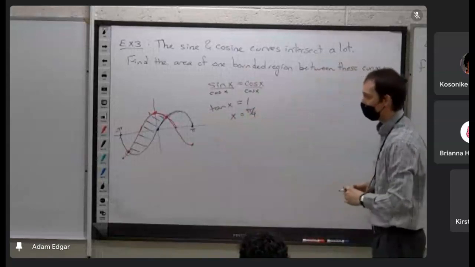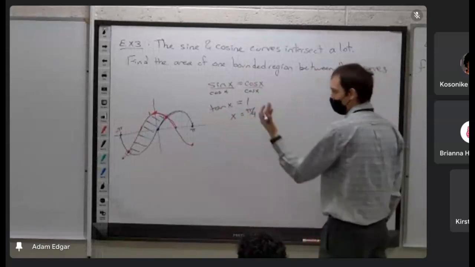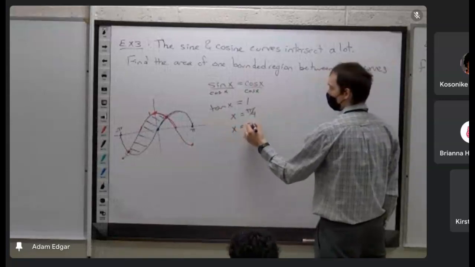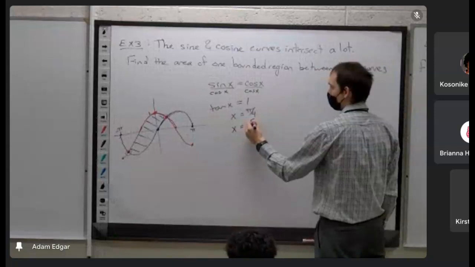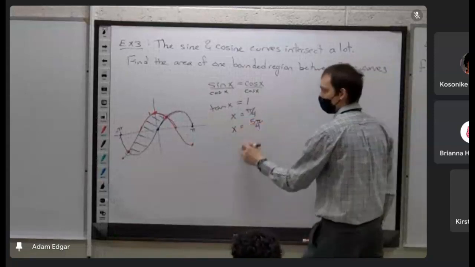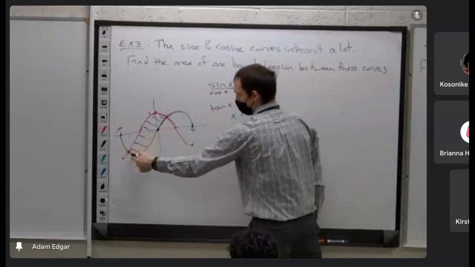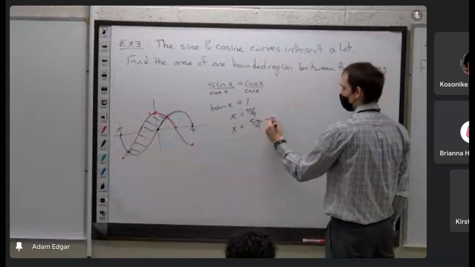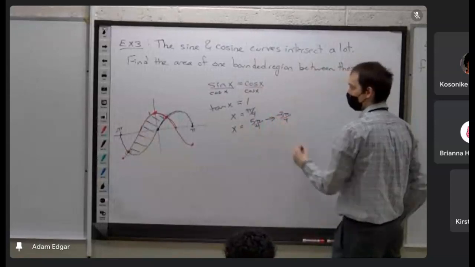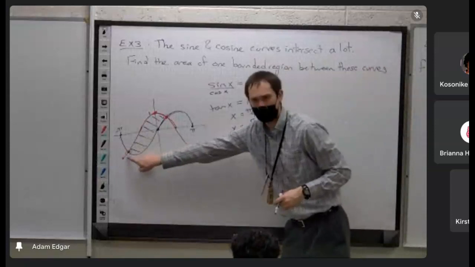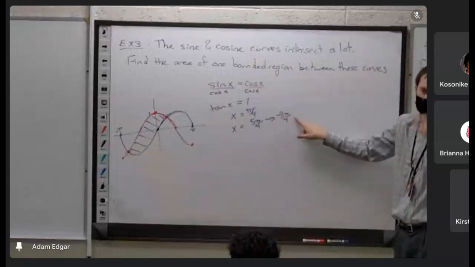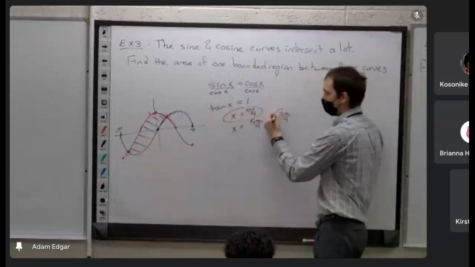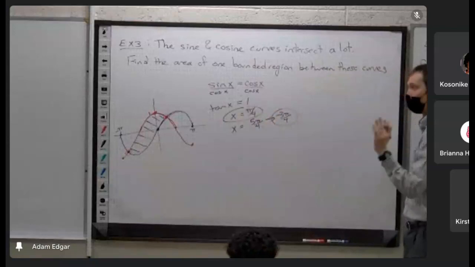And where else is tangent going to equal 1? No. Third quadrant. Five pi over 4. But if you look over here, we went backwards, so what's the negative version of 5 pi over 4? Yeah, just subtract 2 pi. So if you're at 5 pi over 4, wait a minute, this is a negative angle, just subtract 2 pi, and it's the same thing. So then remember your coterminal angle thing. So we got x equals pi over 4 and x equals negative 3 pi over 4. Those will be your bounds of integration.